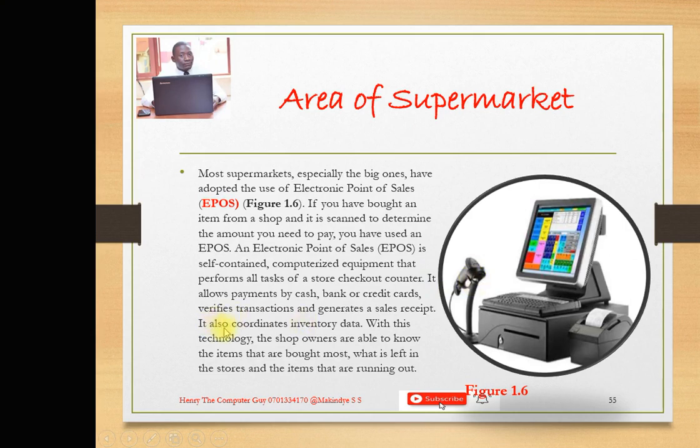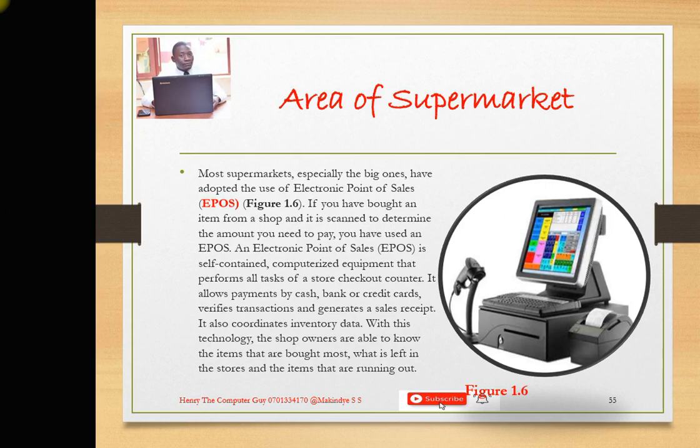They're telling us that it also coordinates inventory data. With this technology, the shop owners are able to know the items that are bought most, what is left in stock, and items that are running out. Remember, I told you every product or every item that a person buys, they will record that information there. So it will help you to make analysis of how many products have I sold today? How many products have not sold? Which ones are those products that are running out of stock? It will help you to determine everything.